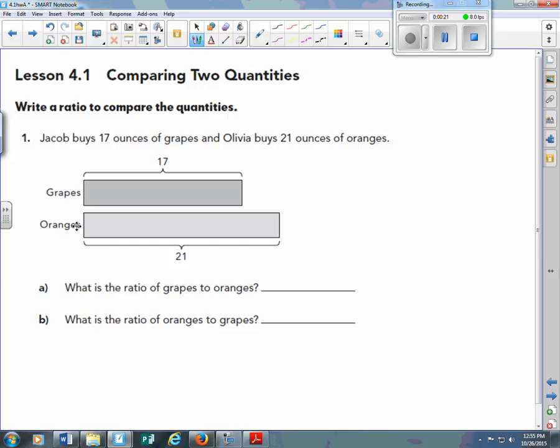So we always start with exactly what they're looking for. And if you look, it says grapes to oranges. So we would look at the grapes and it is 17 to the oranges, which is 21. I would probably write it as 17 over 21 because it makes it easier when we have to reduce. What is the ratio of oranges to grapes? It's in reverse, which is 21 over 17. Okay, let's look at the next question.